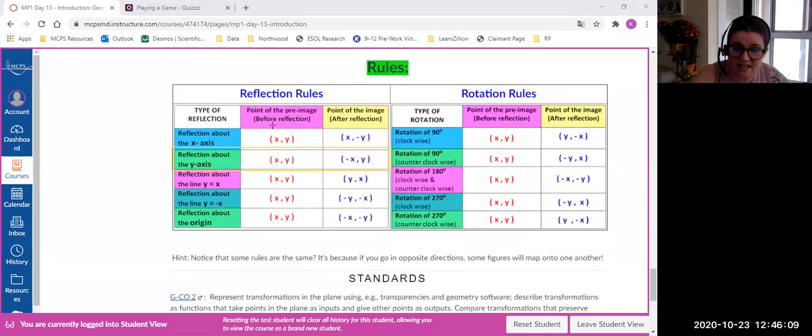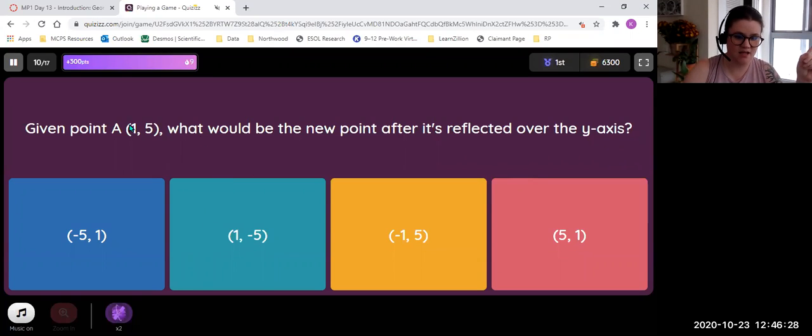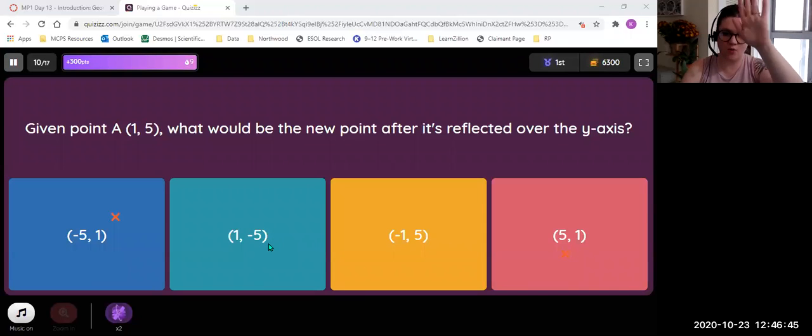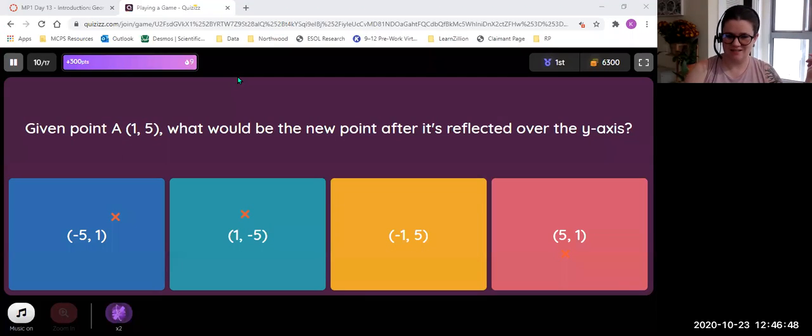I can see that X stays where X was and Y stays where Y was. The change is the X value goes negative. So whatever it was, it's going to do the opposite. So not this one, not this one. That one stays in the same spot, that one stays in the same spot. That one's wrong. Now, I want my X value to change since I'm going over my Y axis. So it's not this one. It is this one.